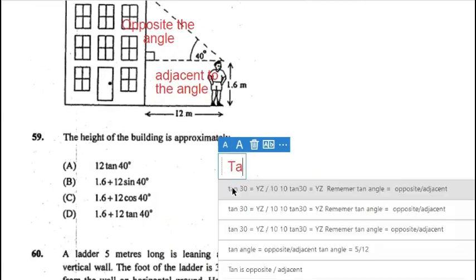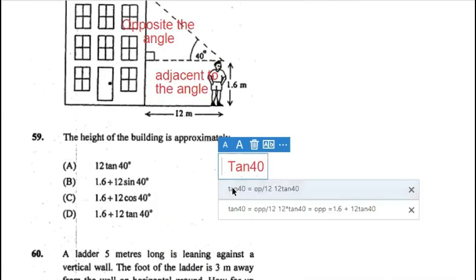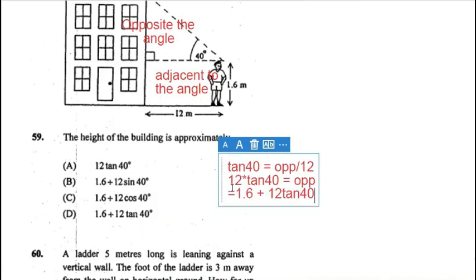So it is tan 40 degrees, and that is equal to opposite over adjacent. So tan 40 is equal to opposite divided by 12, where 12 is the distance that the young man is standing from the building. So that gives 12 times tan 40 is equal to opposite. We solve for opposite here, making opposite the subject of the formula.